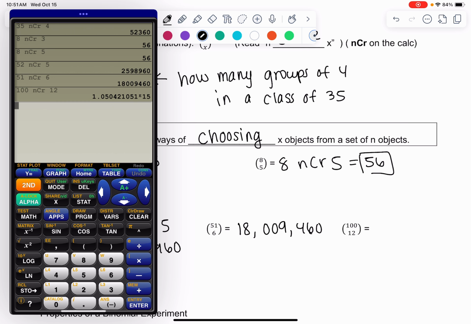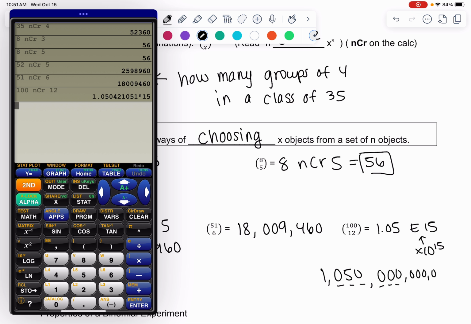So let me help explain that. 1.05 doesn't mean there's only one combination. Notice that E15. So that's like times 10 to the 15 if you know scientific notation. So it really means 1, 2, 3, 4, 5, 6, 7, 8, 9, 10, 11, 12, 13, 14, 15. So 15 zeros after the decimal place, or move the decimal 15 to the right. It's a really, really, really big number.